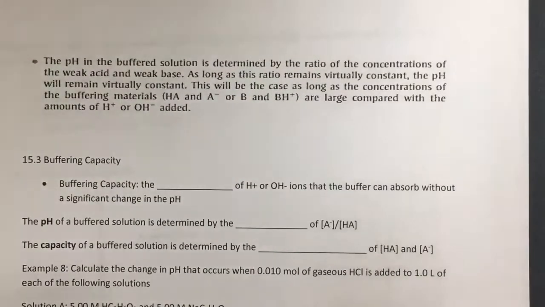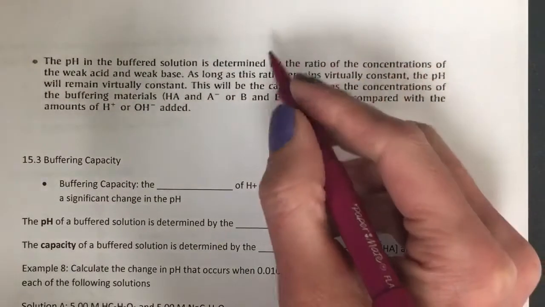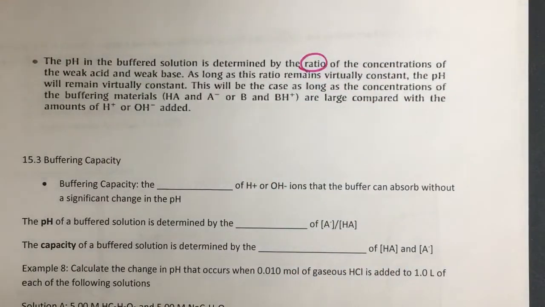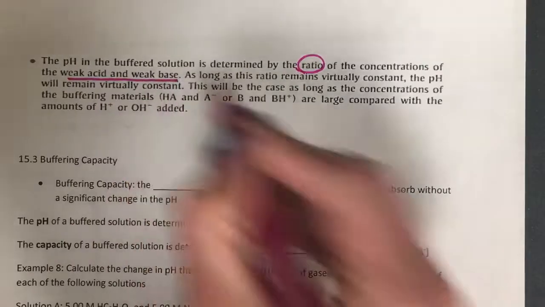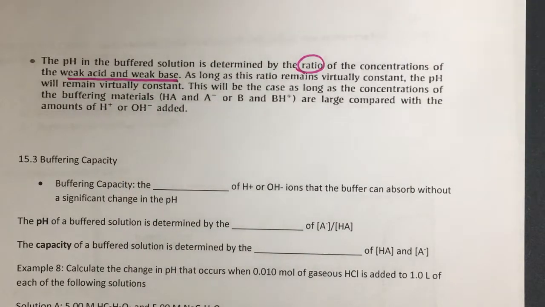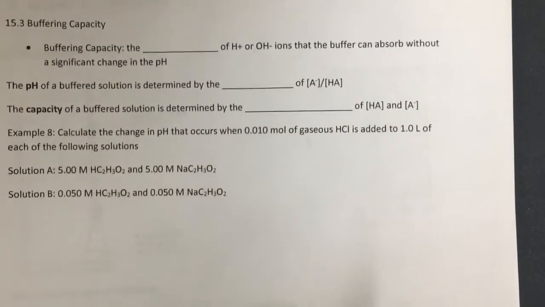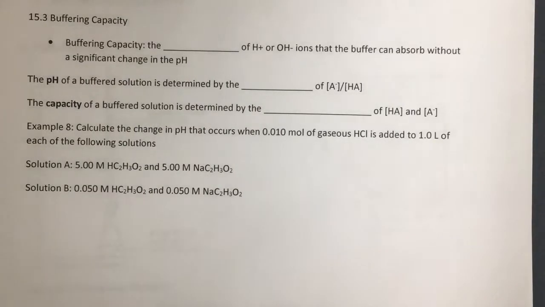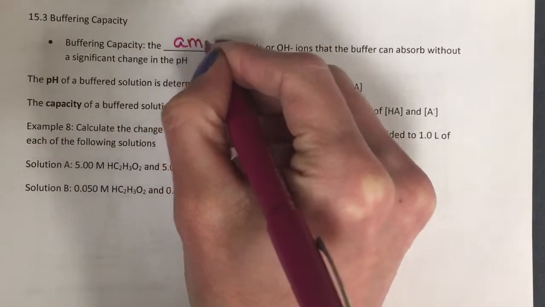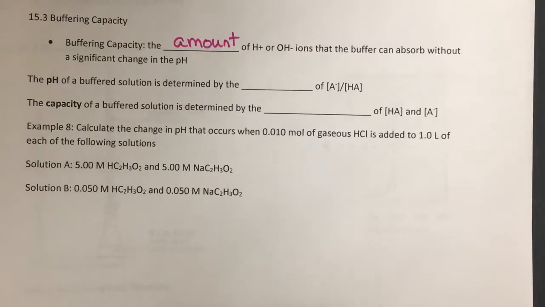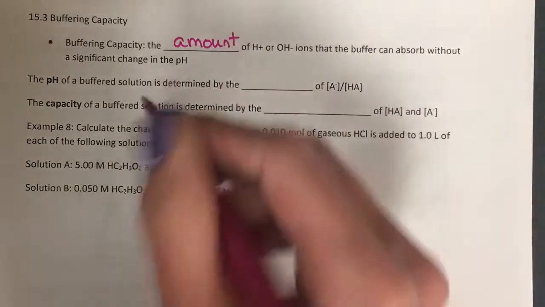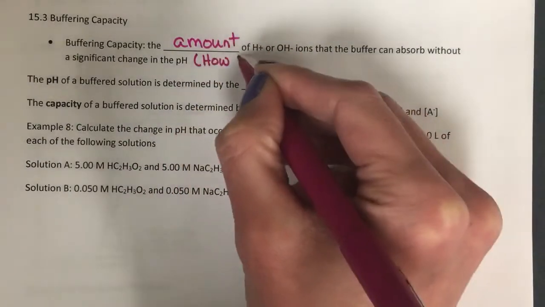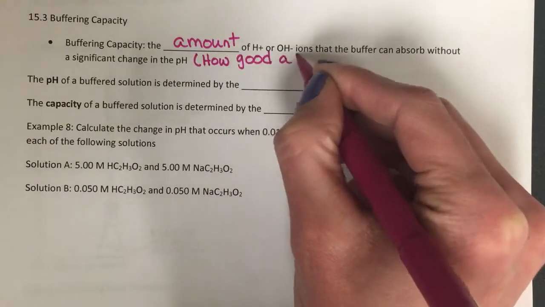The other thing to remember is that the pH of my buffer is determined by the ratio of my weak acid to my weak base. So it doesn't matter the magnitude, just the ratio. Okay? So when we talk about buffers, we can talk about buffering capacity. The buffering capacity is the amount of H plus or OH minus that the buffer can absorb without changing the pH significantly. Think of buffering capacity as how good or how strong a buffer is.